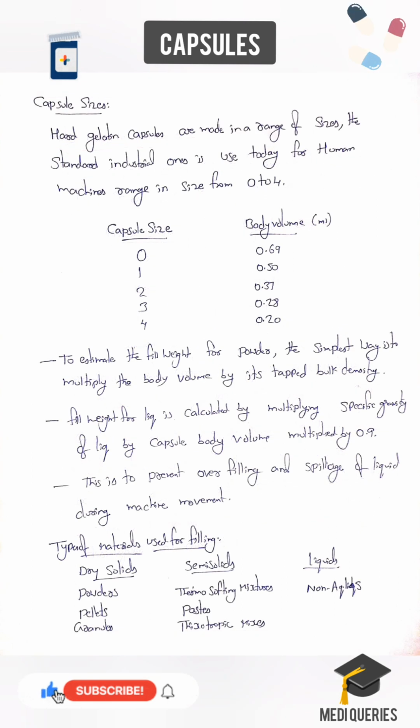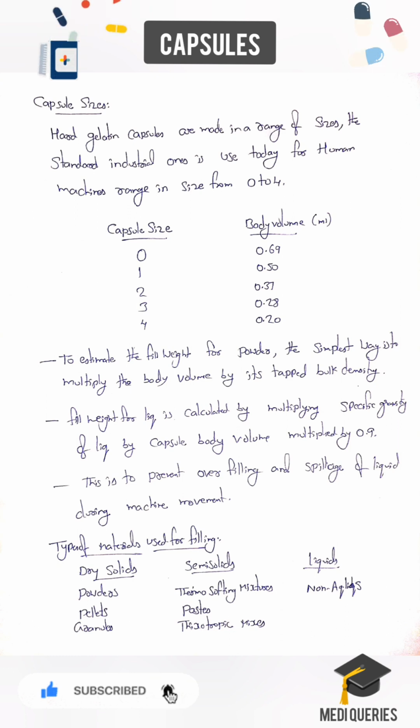And the next property is the capsule size. Hard gelatin capsules are made in a range of sizes. The standard industrial one is 1 today, for human use the sizes range from 0 to 4. Here the capsule sizes are from 0 to 4 and their volume is given in this table here.